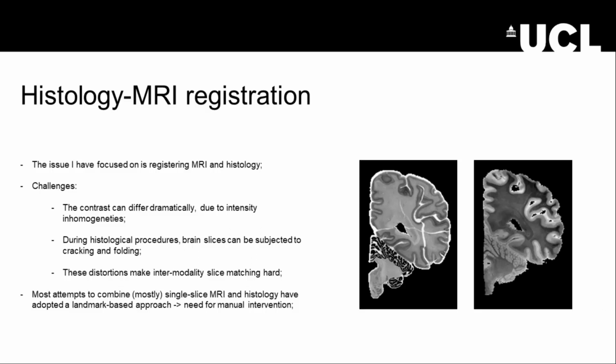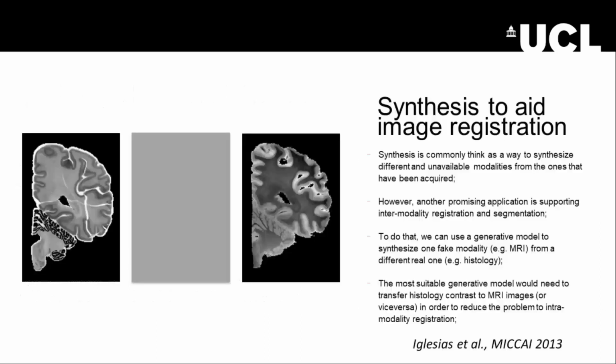And the registration by itself, of course, we need to use an affine and a nonlinear, and it won't be great. So what should we do? We can use synthesis to actually aid image registration, because even though usually we think of synthesis as a way to emulate some modalities that we didn't acquire, another chance of using synthesis is actually trying to adjust a contrast that we don't have in our modality, and then do the actual registration, reducing the problem of a very complicated intermodality registration to an intramodality registration.